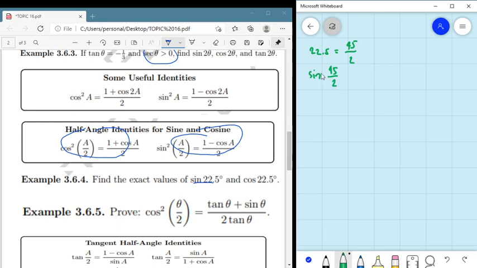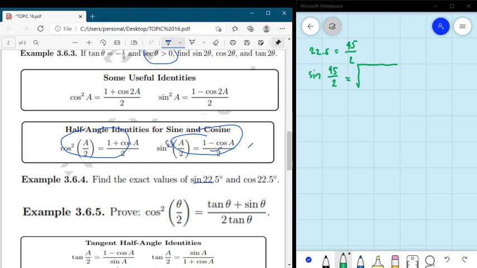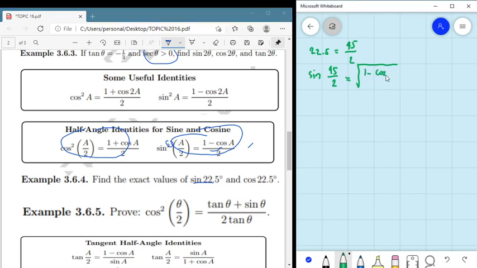So that's why it would be similar to the square root of, since it is sine squared, 1 minus cosine 45 all over 2. Which is similar to the square root of 1 minus square root of 2 over 2, all over 2. And we'll find further, the LCD of the numerator is 2, so 2 minus the square root of 2 all over 2.